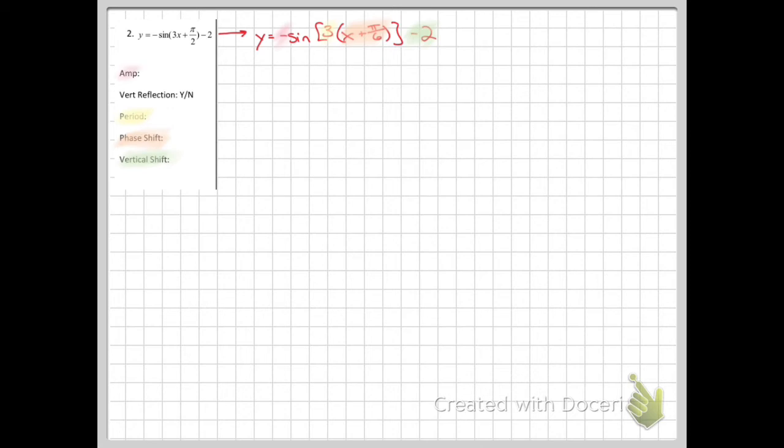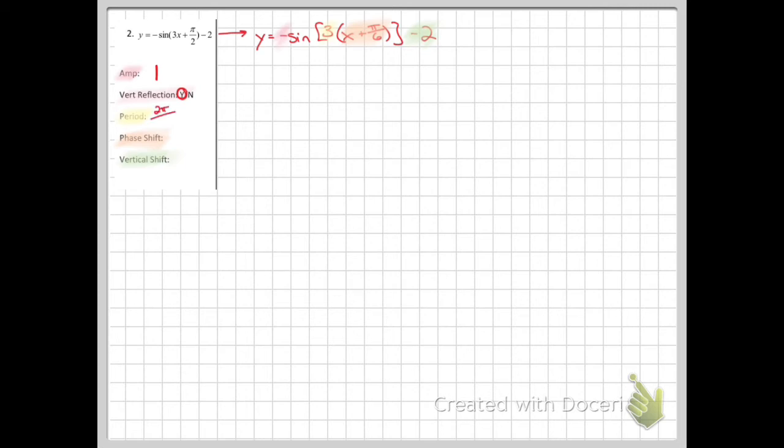That pink number answers both of these. Okay, so amplitude. A is -1, but amplitude is always positive because it's a height. The height of the hill is +1. But yes, there's a vertical reflection because it is negative.